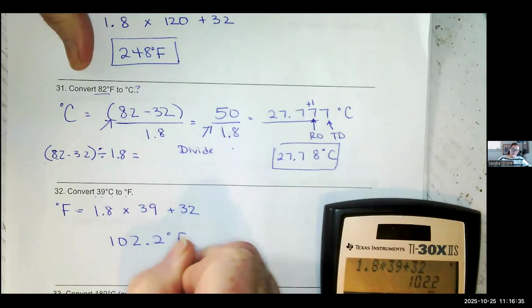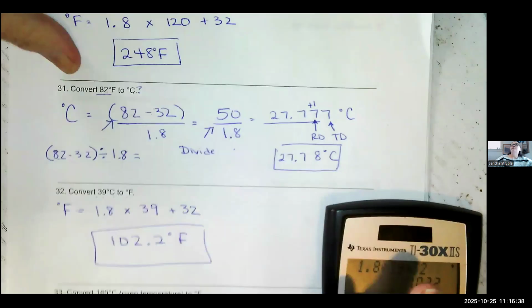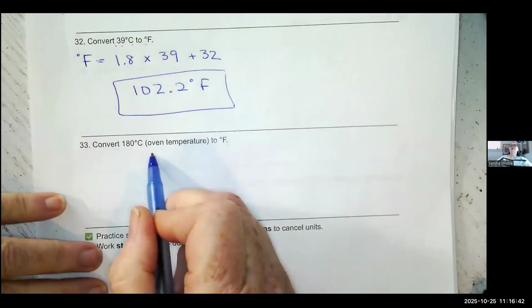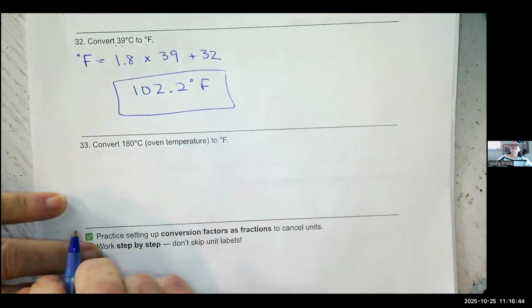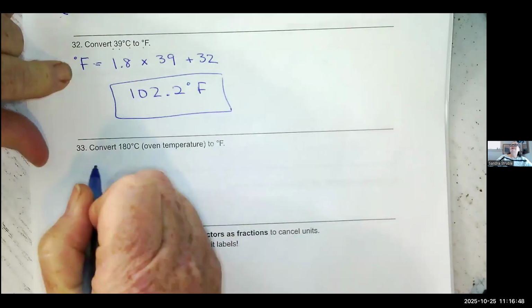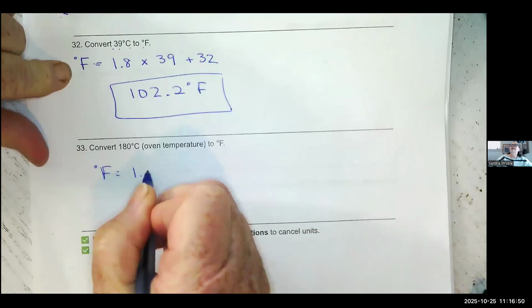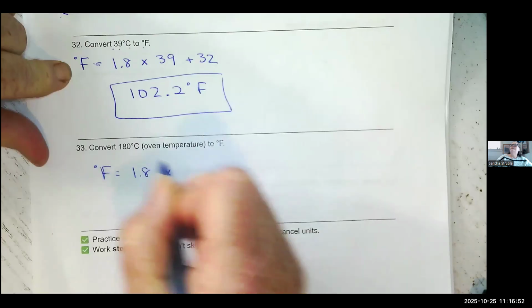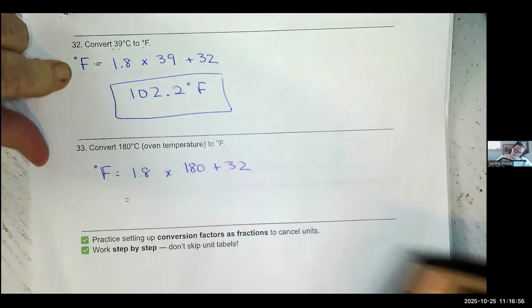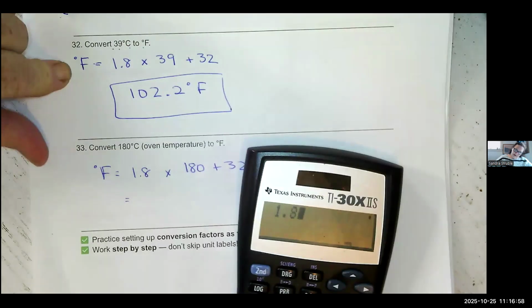Okay. Last one on this page is convert 180 degrees oven temperature to degrees Fahrenheit. So again, it's this one as well. So degrees Fahrenheit is 1.8 times 180 plus 32. And I got 356 degrees Fahrenheit.